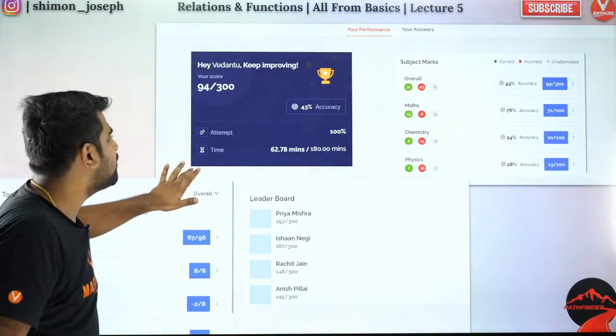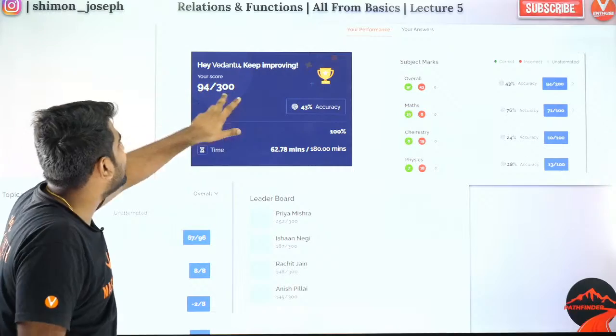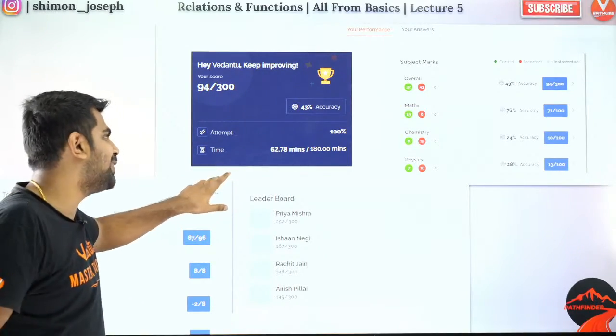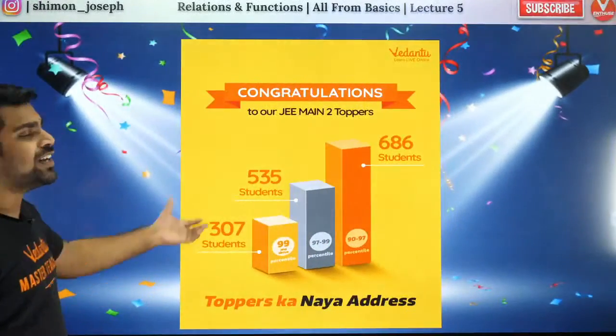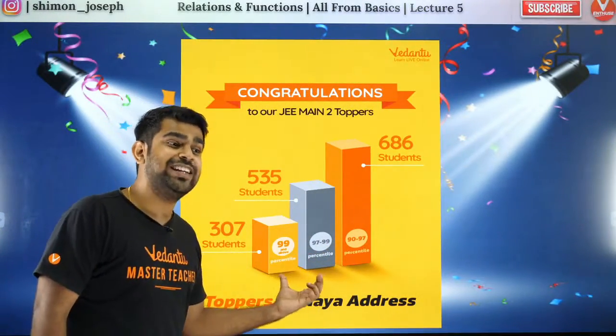So this is the test platform. This is how our tests are given. You can see your score. This student scored 94 only out of 300. Very bad score. But don't worry, some people score very high. And these are our results. So we have above 99 percentile.